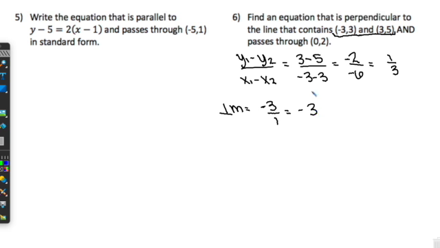Alright, so if we're going to go one step further, we're going to put this into an equation format. So we have the options of either using point slope or slope intercept. I personally like point slope the best, so that's where I'm going to start. And I'm going to say y minus y sub 1 equals m, x minus x sub 1.